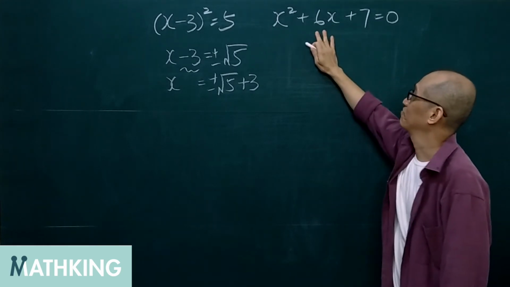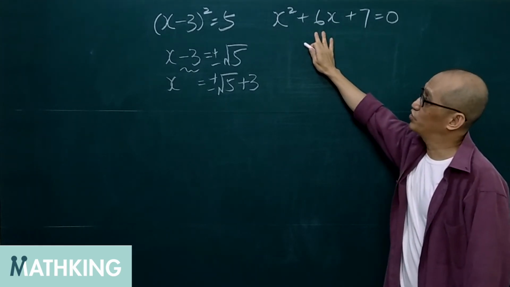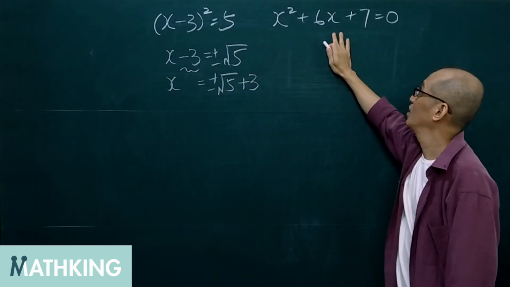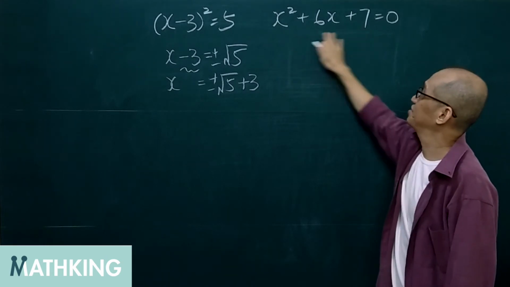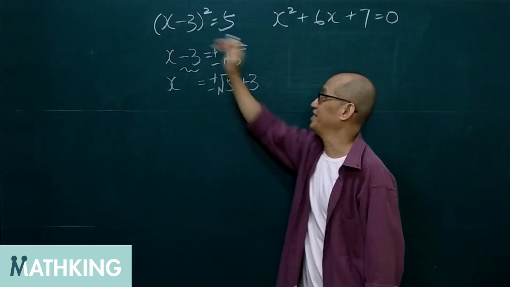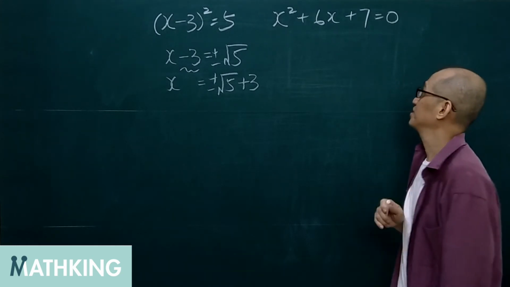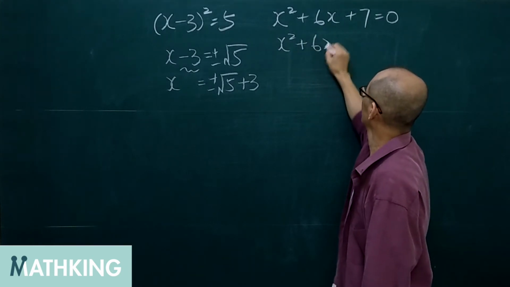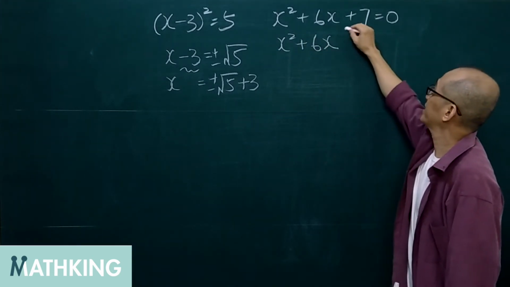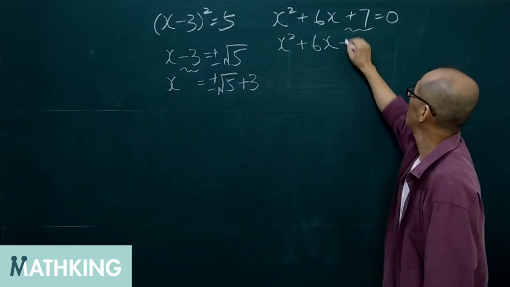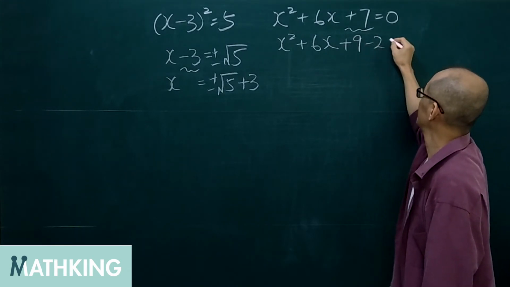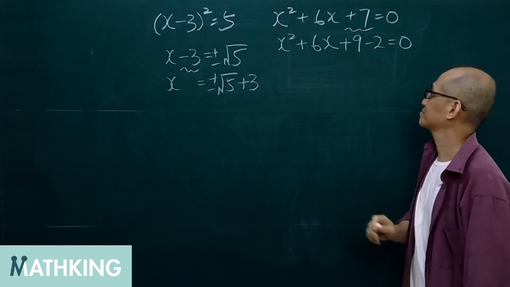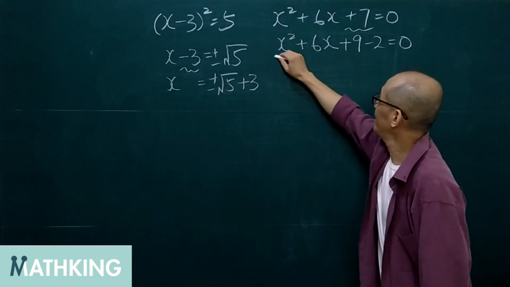Now, let's look at this one. Can we use this method to solve this quadratic equation? Well, we cannot factorize this one to become like this. But then, there is something that we can do. We can break up this one into plus 9 and minus 2. 9 minus 2, we get back 7. And now, we can factorize this one.